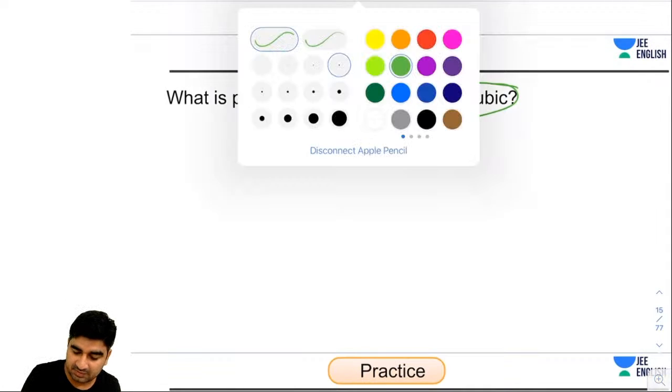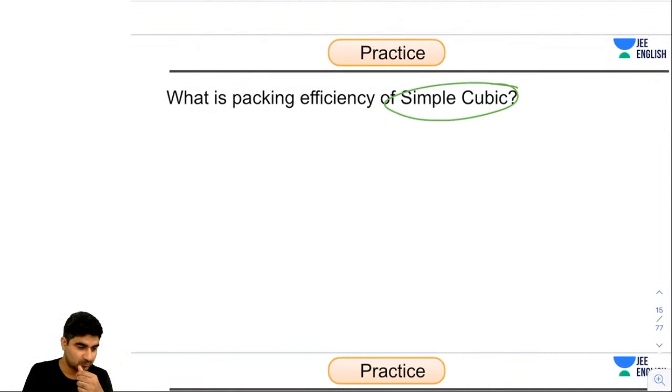What is the packing efficiency of simple cubic? Yes, Vinay, you are right. Yes, Lokesh, very good. So for simple cubic, packing efficiency is 52%. Yes, Vinay, you are also right.